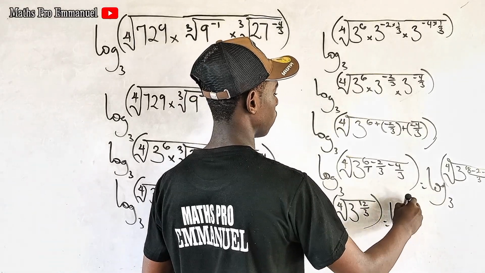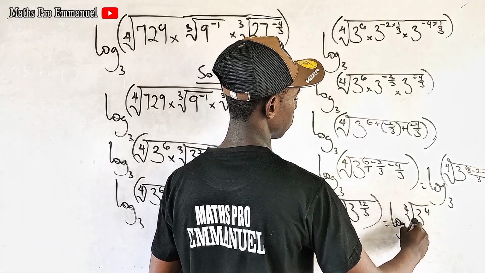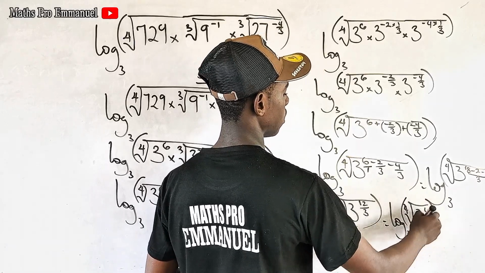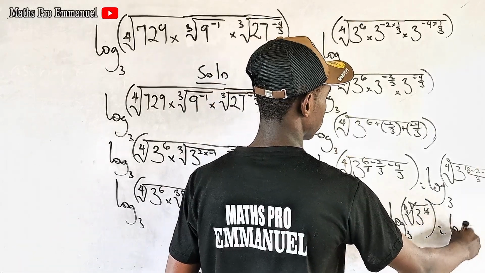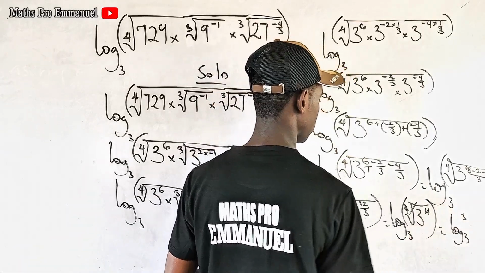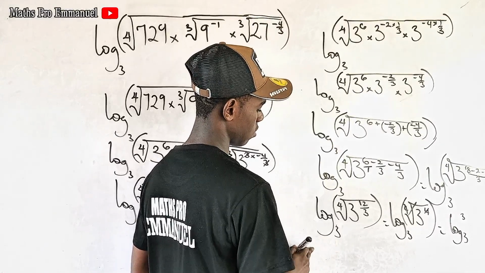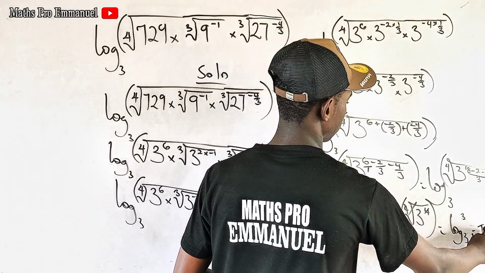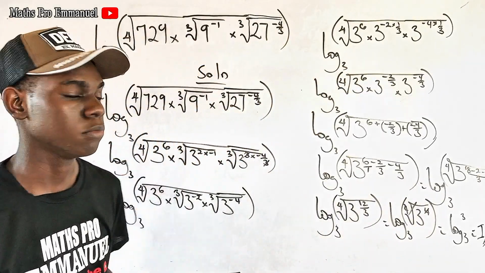So I'll have log fourth root of 3 raised to the power of 4, base 3. For here now, this can cancel this, and I'm just left with log 3 base 3, which is 1. And that's the answer. So the solution to this problem is just 1.